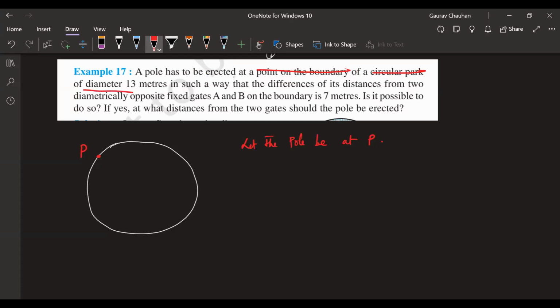Now they're saying of diameter 13 meters. Of means I have to read the previous words: circular park of diameter 13 meters. So I'm getting one more interesting information here. The diameter of the circular park is 13 meters. Very important. So diameter of circle is equal to 13 meters. I'm going to make note of that in my own language. I'm going to stop writing all that park and all nonsense. I'm just going to write diameter of circle is 13 meters. I have taken note of that. Continuing to read.